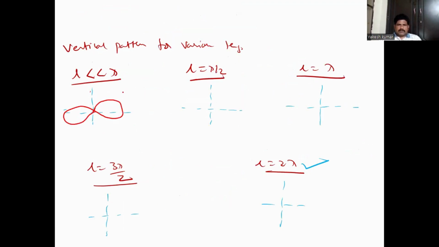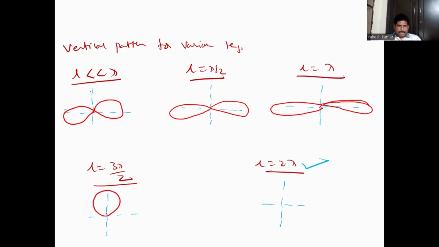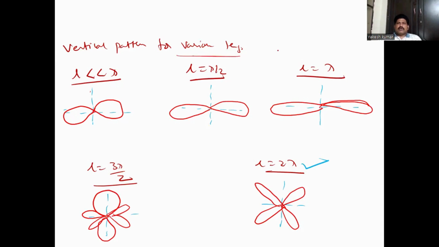This is for L equal to lambda. This is for L equal to 3 lambda by 2. This is for L equal to 2 lambda. So these are the vertical patterns for various lengths for the half-wave dipole.